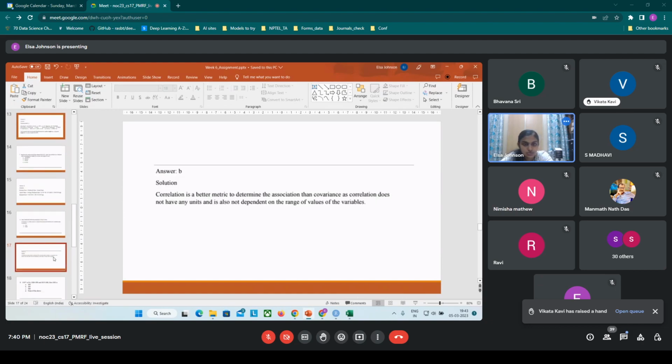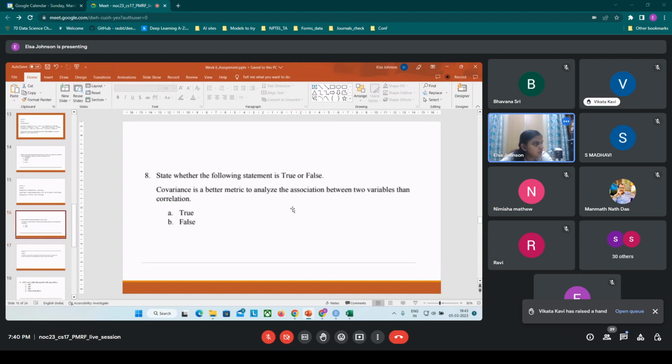Why is that? Correlation doesn't have any units, and it is not dependent on the range of values for the variables. Covariance has units, and it depends on the range of the values. Manmat, yes, correlation is the better analysis. If you have a correlation of negative one, it is a strong negative correlation. If it's one, it is a strong positive correlation.